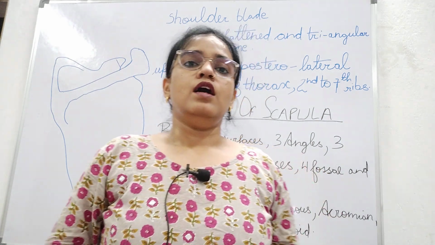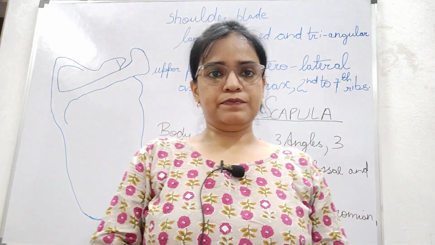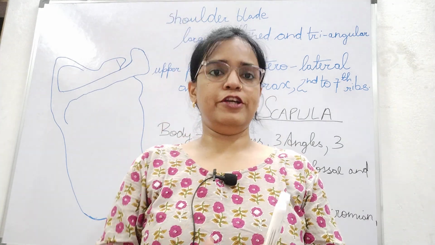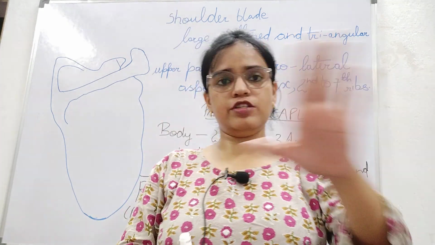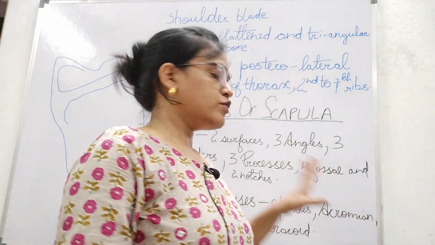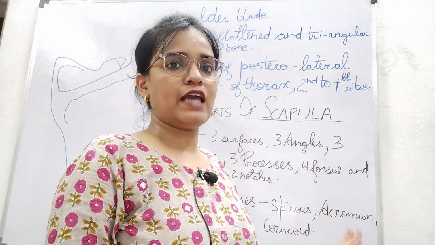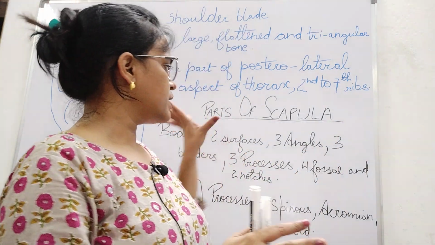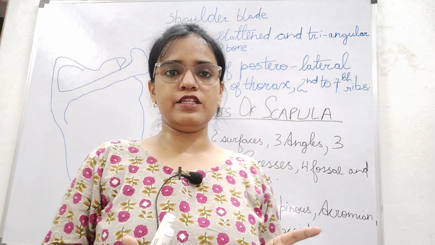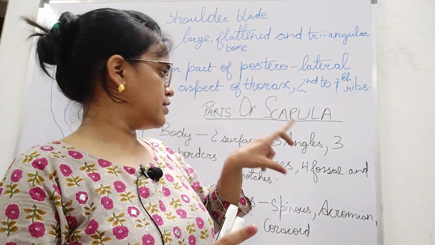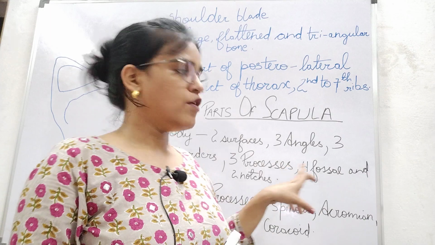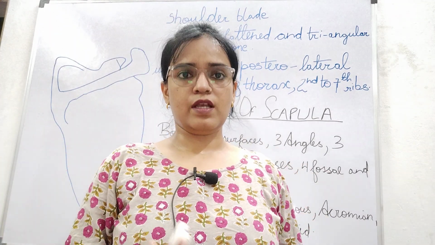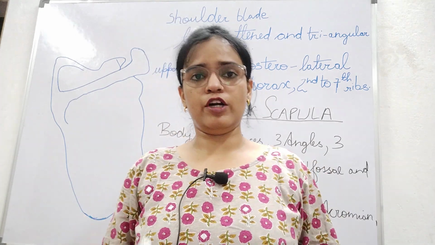Okay, now parts of the scapula. Basically there are two parts of the scapula: the body of the scapula and the processes of the scapula. Okay, so this is flattened body of the scapula. If we talk about body of the scapula, there are two surfaces, three angles, three processes, four fossa and two notches. These are the parts of the body.